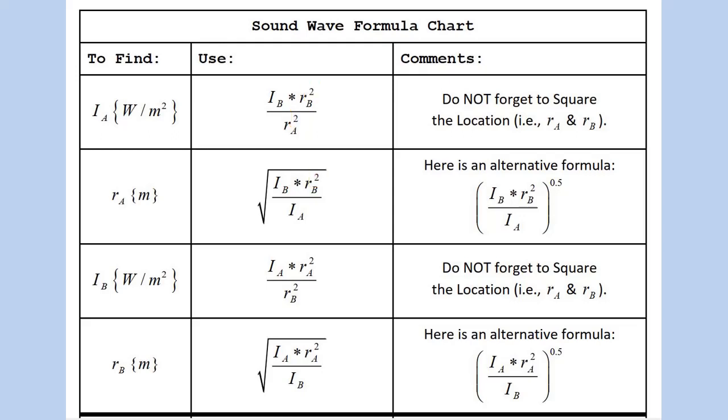Another thing that I know is some students have difficulty using the square root symbol on their calculator, so I would tell you to do this portion here first, get a number, and then take the square root of that number. And you'll notice that the formulas for IB and RB are basically the same thing. The only difference between A and B is A is considered to be the first location, and B is considered to be the second location.